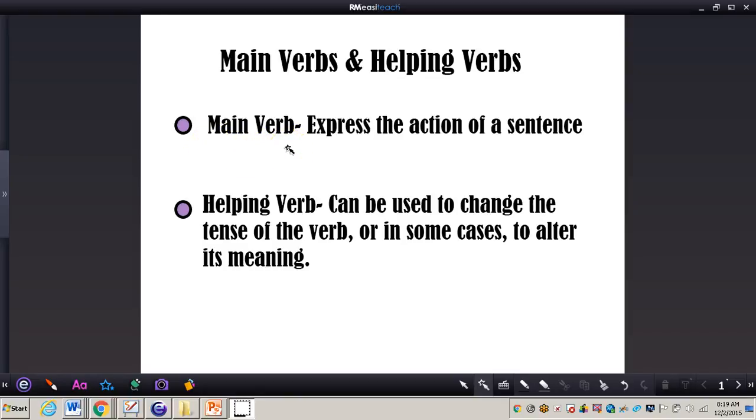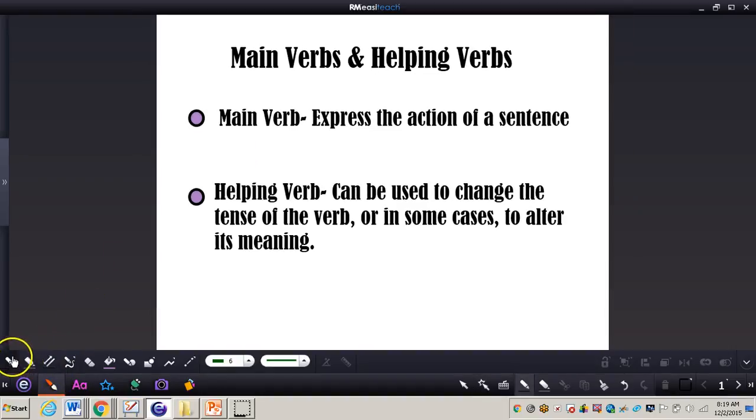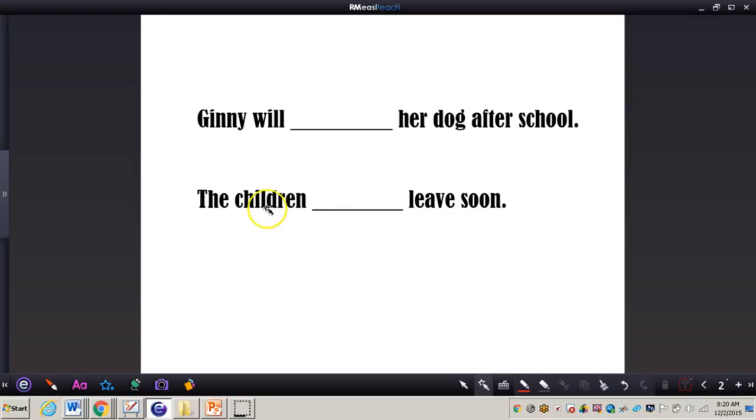As far as a helping verb, it can be used to change the tense of the verb or in some cases to alter its meaning. So a helping verb does not show action at all. And some very common helping verbs are the forms of be, do, and have. Now let's take a look at some sentences that have blanks and we'll try to figure out whether it would be a main verb or helping verb.